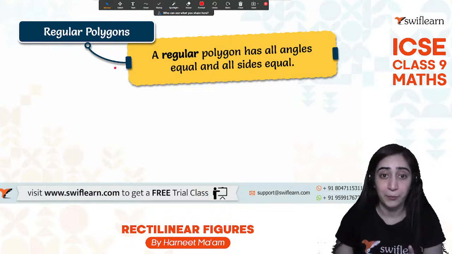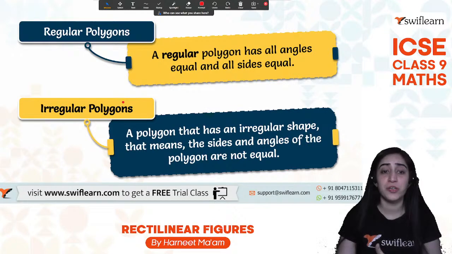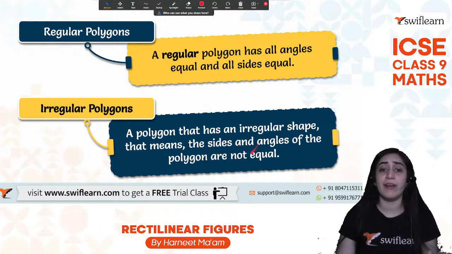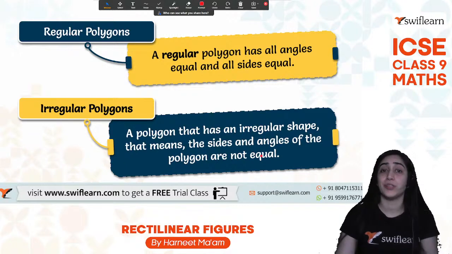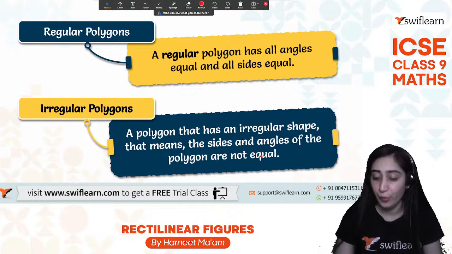So that's why when we talk about a triangle and we say a regular polygon, we are always talking about an equilateral triangle. Now coming to the definition of irregular, an irregular shape means that the sides and angles of a polygon are not equal. So if any one of the sides is not equal, that comes to an irregular polygon.